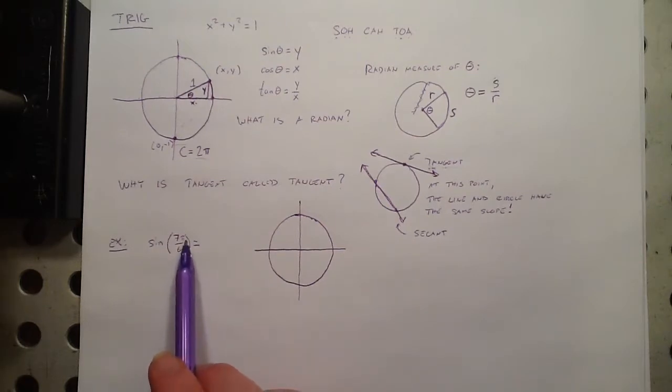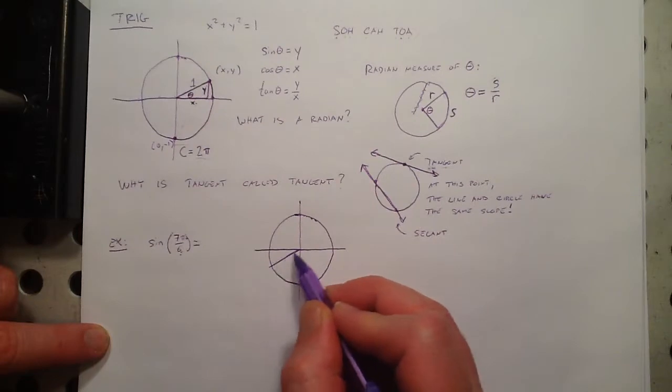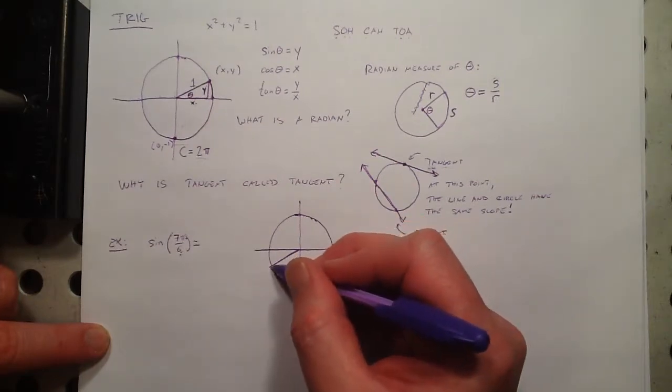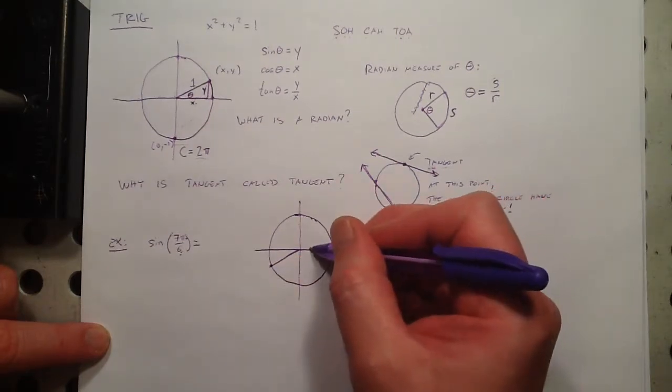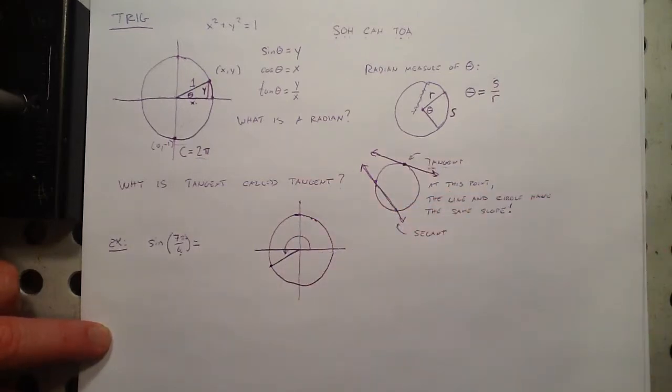I would think about this as being pi over 6 past pi, right? That's like pi and a sixth, because 7/6 is like 1 and a sixth, right? So that would be here, right? It's like 30 degrees past 180 if you want to ground it in degrees. So we're talking about this angle. That's my theta. Okay, and I know the sine is the y value.